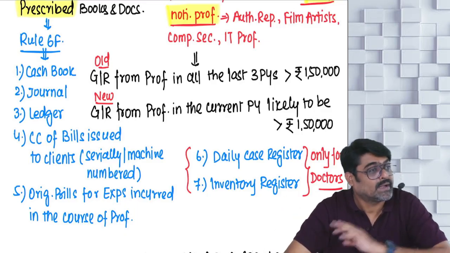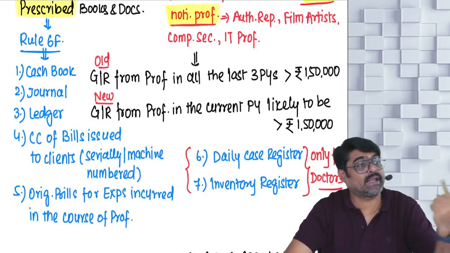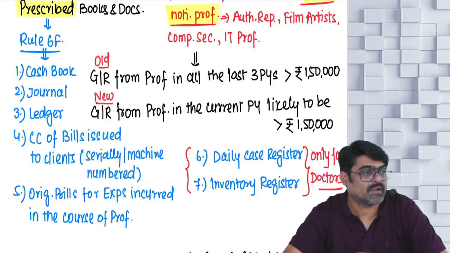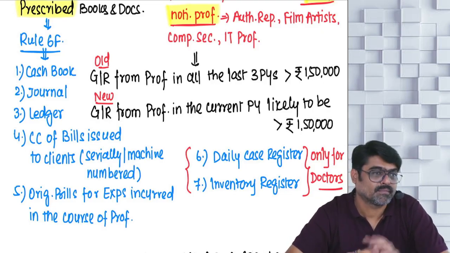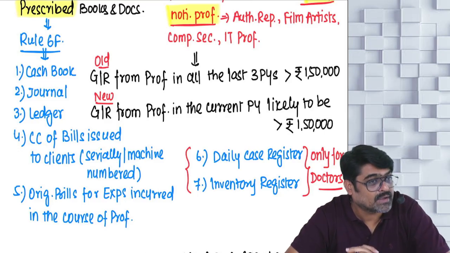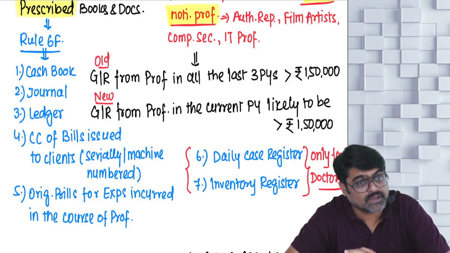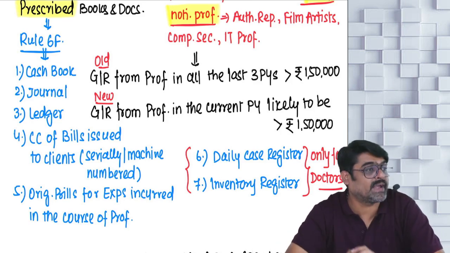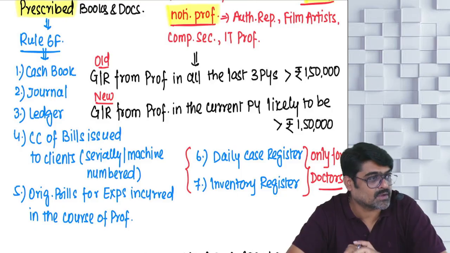But what if in the last 3 years, any one year, the gross receipt was not more than 1,50,000? Then in the current year you will have to see whether it is likely to be more than 1,50,000 or not. Yes or no? If it is likely to be more than 1,50,000 in the current year, then also this provision will be applicable. Understanding or not?